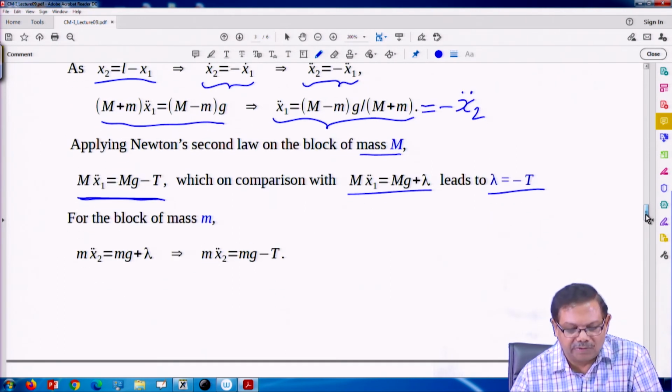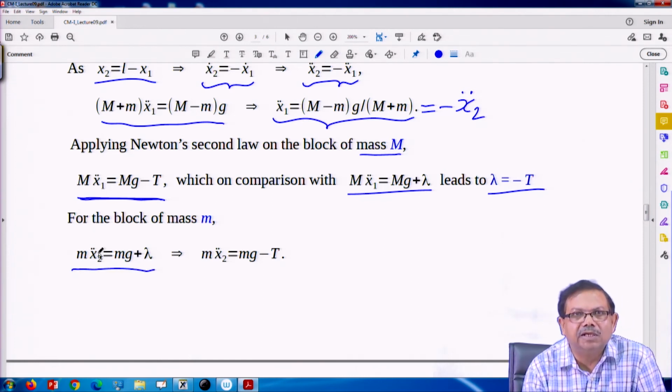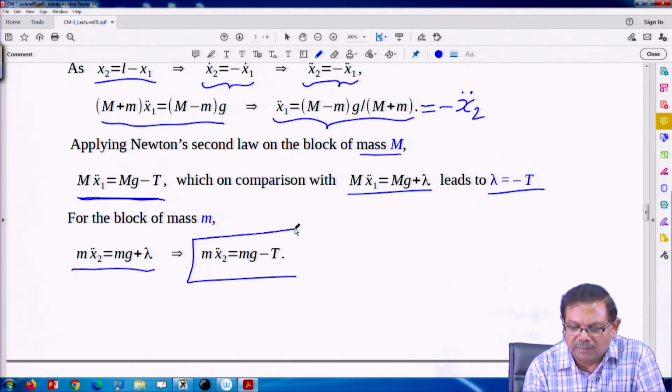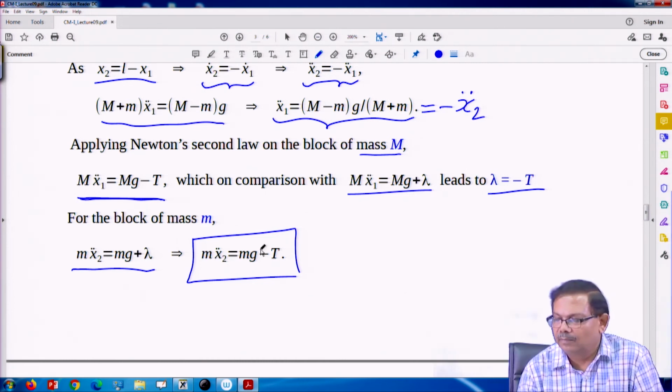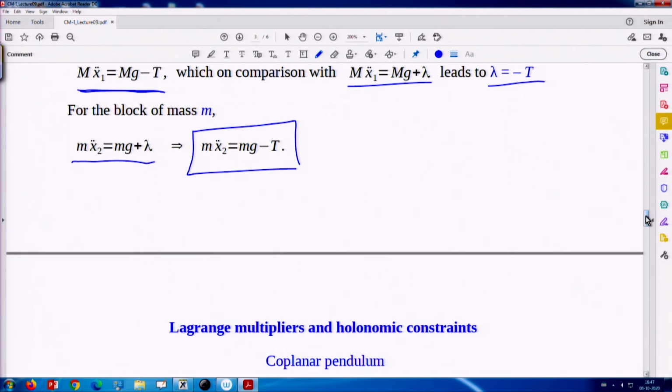So, what is the second equation? The second equation is m x 2 double dot is m g plus lambda. Lambda we have found out, minus t, we put it here. So, that is what it would be. When this value is negative, it will go upward. So, in this case this value will come out to be negative, it will go upward. Okay. So, this was an example for Atwood machine.